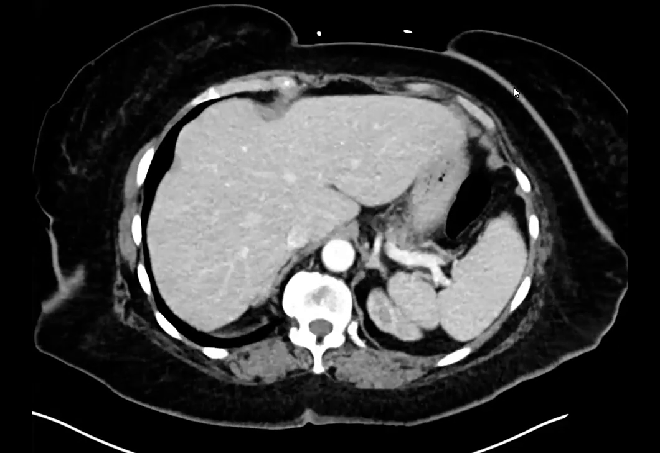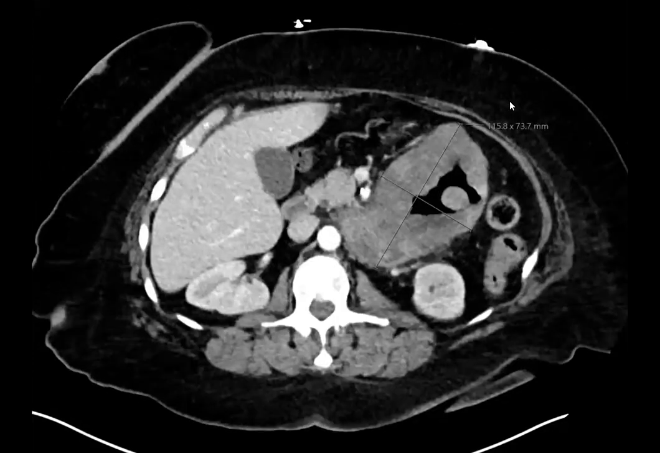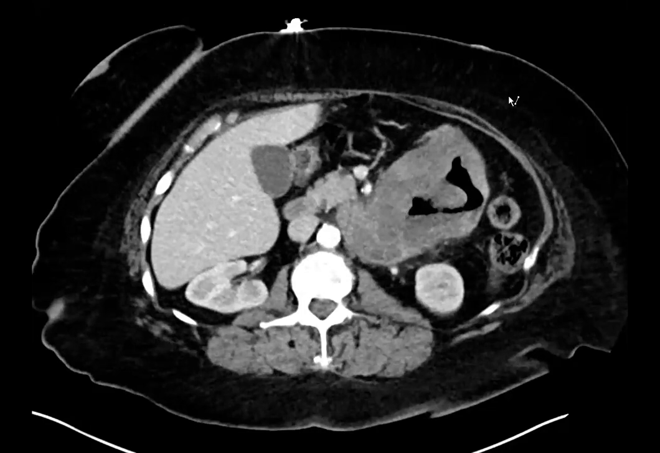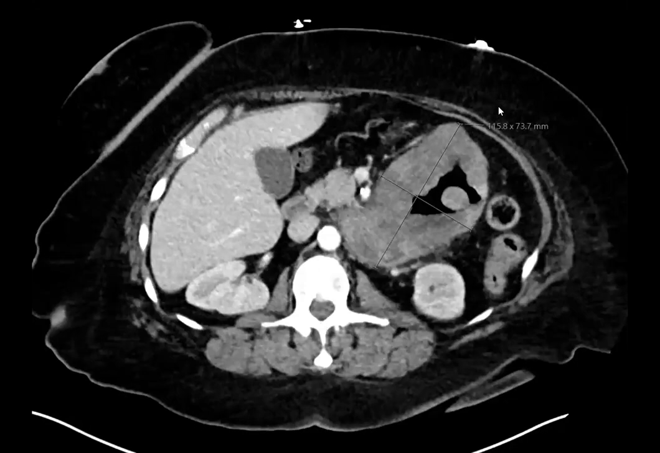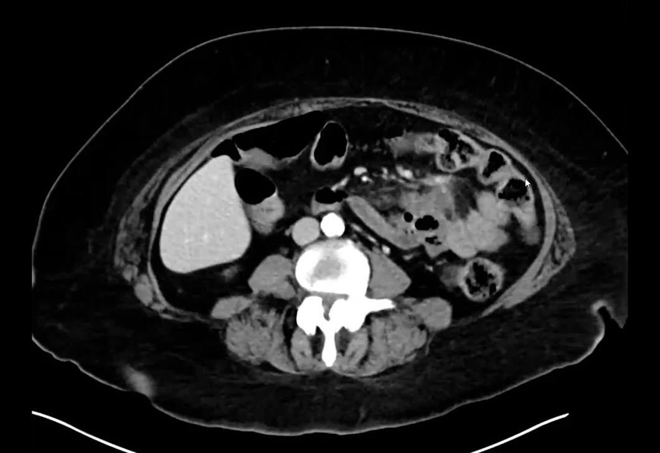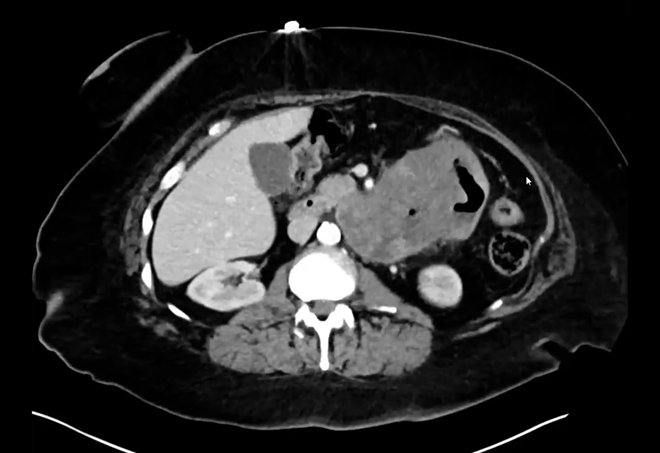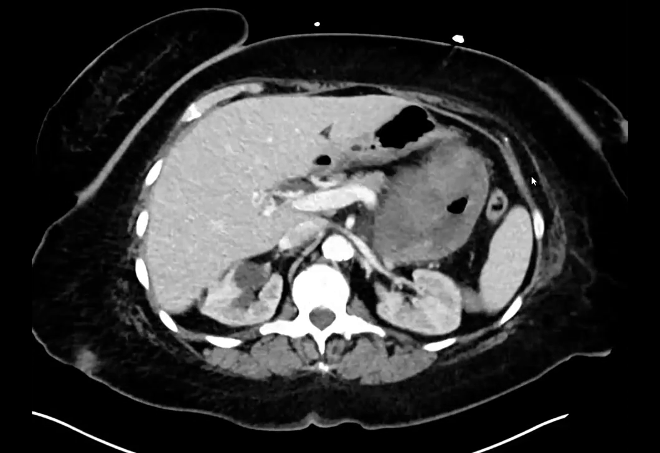Okay, so this is a patient with abdominal pain, and I want the residents to tell me what they see. Oops, I need to take off these. Well, anyway, let's see. Okay. So one of the residents, can you describe what you're seeing, what's on your differential?